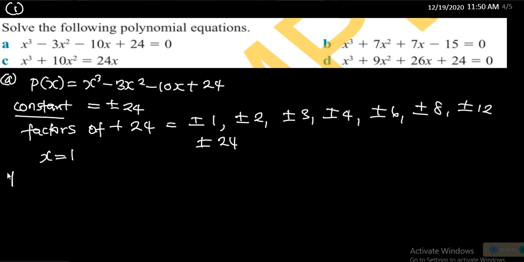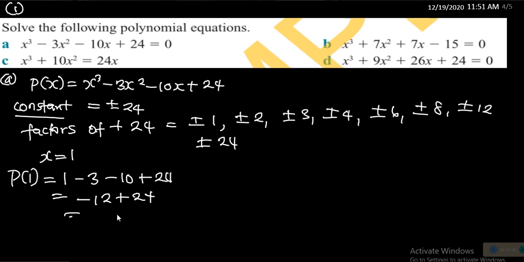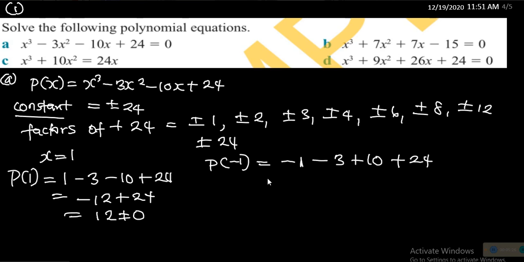x equals 1. So let's try P of 1, which is 1 minus 3 minus 10 plus 24. So 1 minus 3 is minus 2, minus 10 is minus 12, plus 24 is 12. So it is not equal to 0, so x minus 1 is not a factor. Let's try the second one. P of minus 1 equals minus 1 minus 3 plus 10 plus 24. So here, I don't think this one will also be a factor.